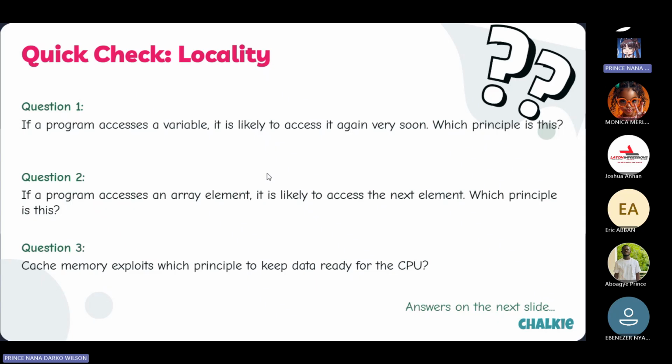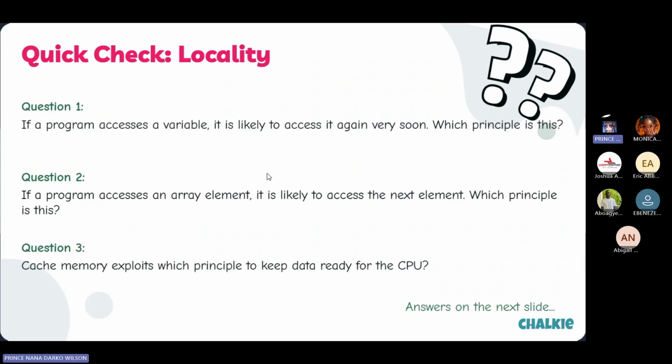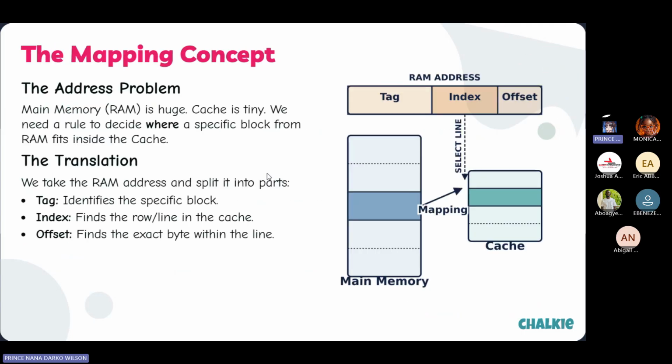It says if a program accesses a variable and is likely to access it again very soon, which principle is this? We learned that if it has accessed it once and is likely to access it again, that has to do with time, so that's temporal locality. If a program accesses an array element, it's likely to access the next element. This has to do with things in the same space, so that's spatial. Cache memory exploits locality of reference to keep data ready and make the operations of the CPU faster. And then we looked at the mapping, starting with direct mapping.